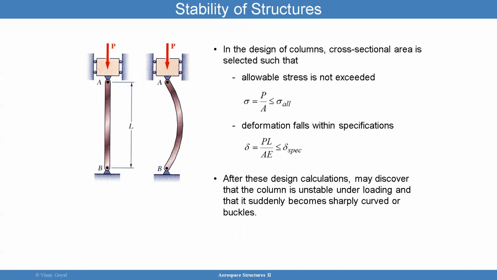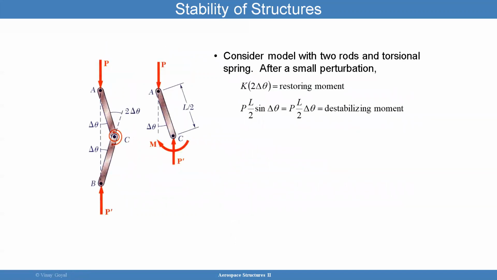After design calculations, you may discover that the column is unstable under loading and that it suddenly becomes sharply curved, or it buckles. And so you want to look at that. Here's an example of how you would look at a model. It's a simple model of two rods and a torsional spring, just a simplified model to remind you how this works a little bit.